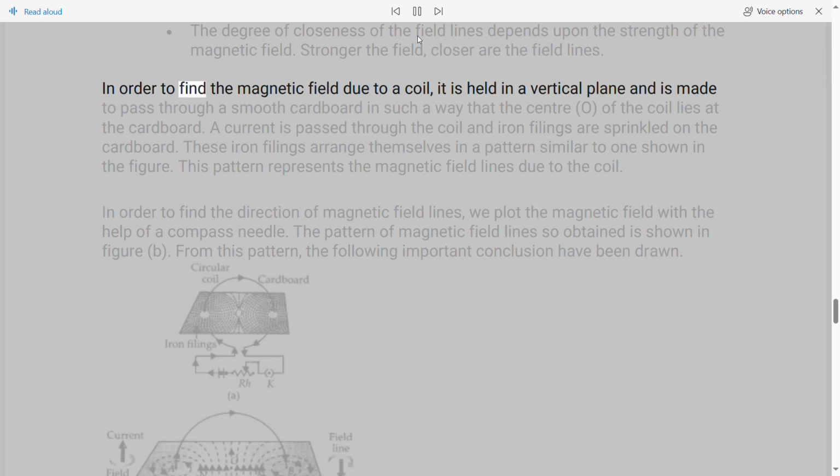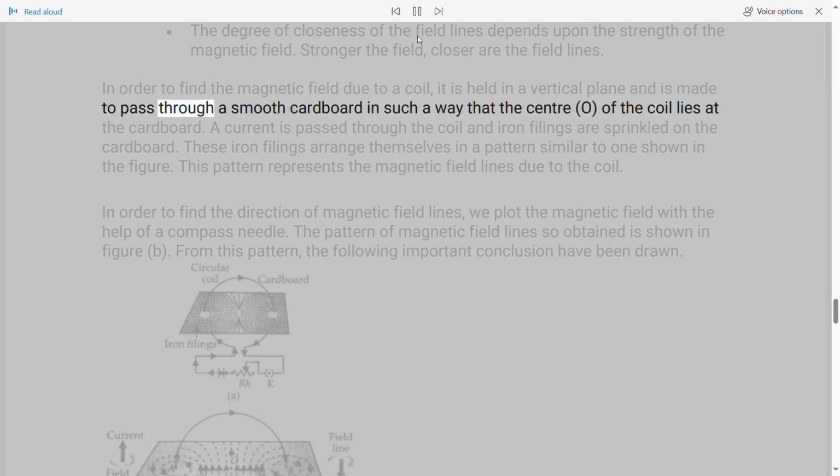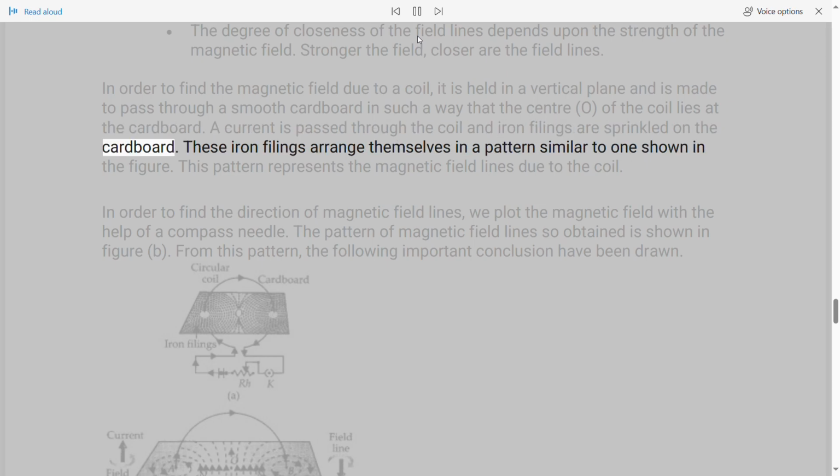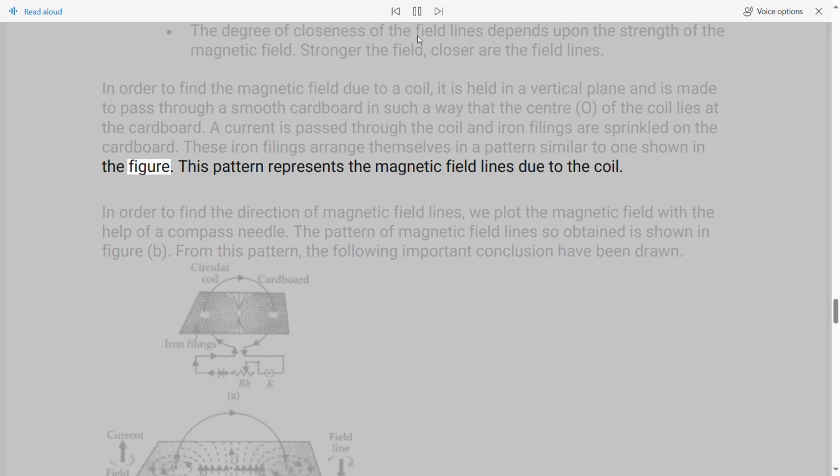In order to find the magnetic field due to a coil, it is held in a vertical plane and is made to pass through a smooth cardboard in such a way that the center, O, of the coil lies at the cardboard. A current is passed through the coil and iron filings are sprinkled on the cardboard. These iron filings arrange themselves in a pattern similar to the one shown in the figure. This pattern represents the magnetic field lines due to the coil.